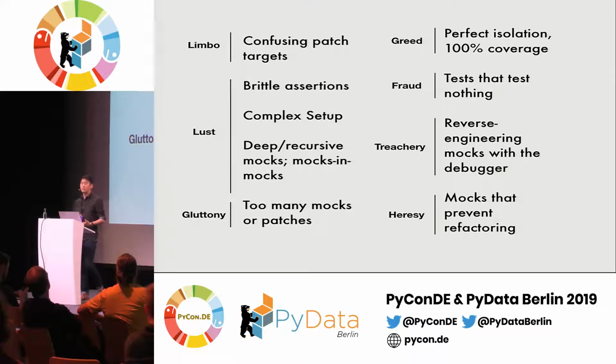Problems where you end up reverse engineering mocks with a debugger just to get somebody else's code to pass, or maybe your own code to pass. Other things I've had to deal with or seen are mocks that prevent refactoring because they're just so difficult to change. And that's probably the worst case. So one of the things I started asking myself after seeing this kind of thing over and over is, why is this so common? I began to do some research and look around, and this is sort of what I concluded.